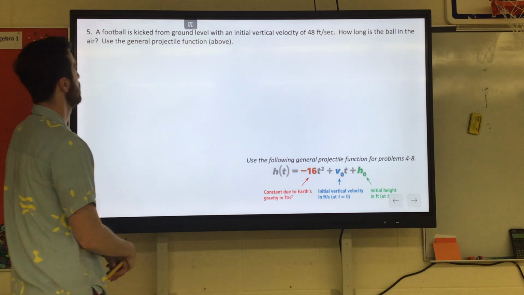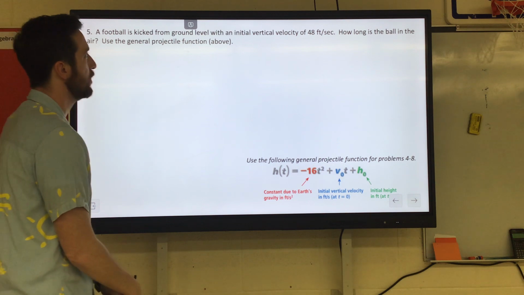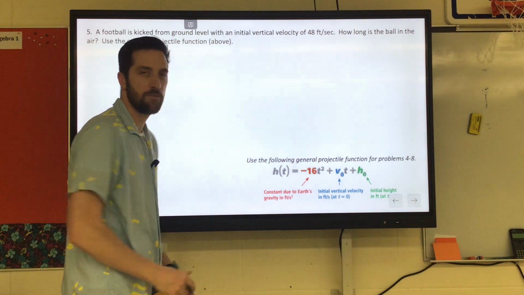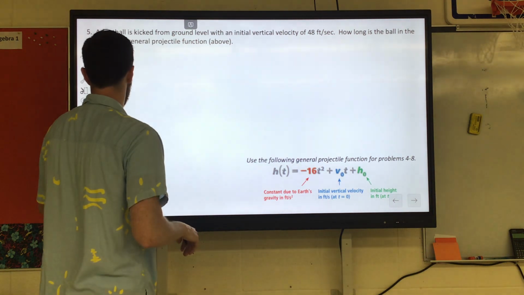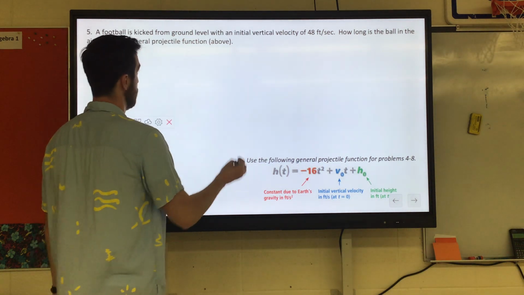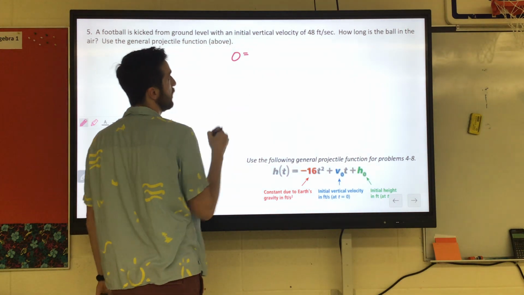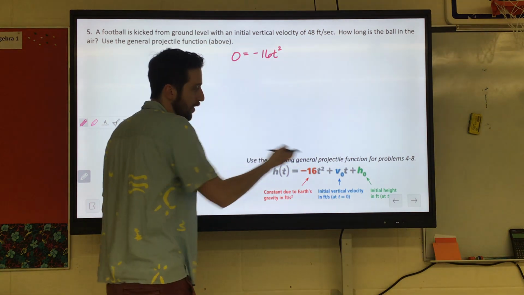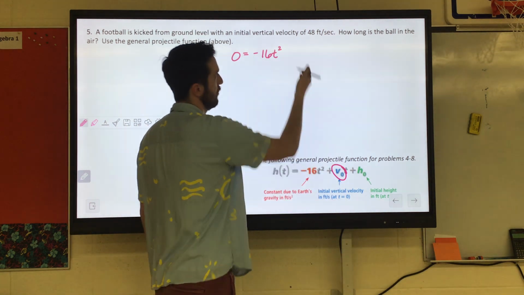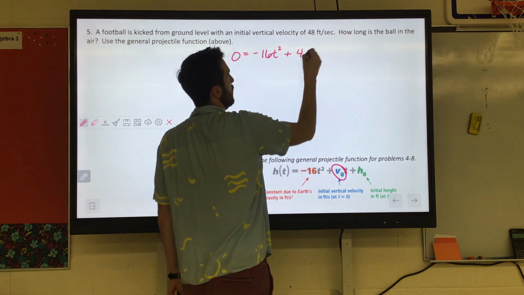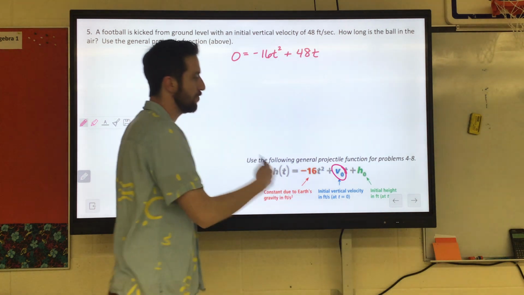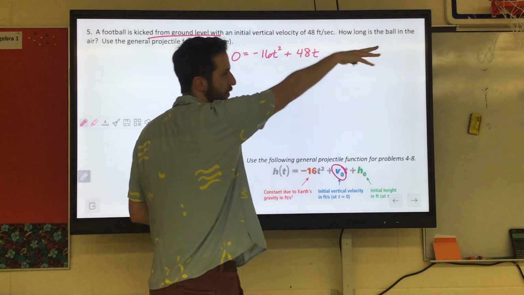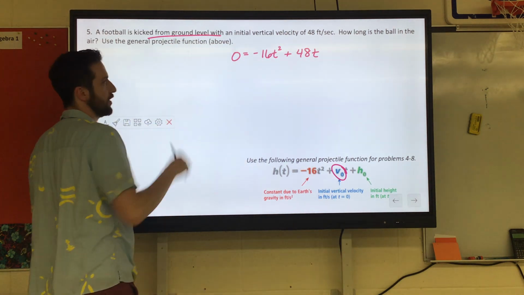Let's see. A football is kicked from ground level with an initial vertical velocity of 48 feet. How long is the ball in the air? Same formula, very similar problem. So we're waiting until it hits the ground again. So the height is 0 equals negative 16t squared. That's just built into the formula. Plus the velocity, which is 48 times t. And again, plus the starting height, but it did say we're kicking it from ground level, so it would say plus 0 back there, so we'll just ignore it.